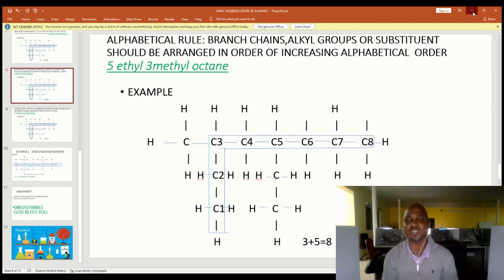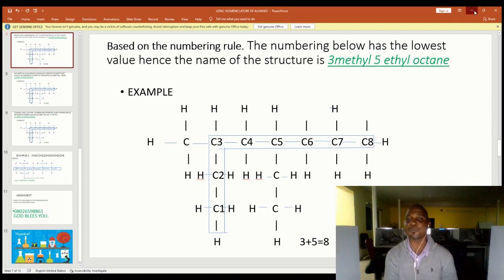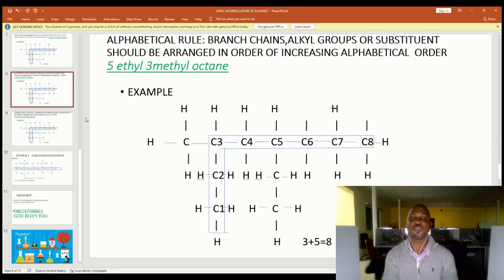Now, the alphabetical order rule states that branching, alkyl group, or substituent should be arranged in order of increasing alphabetical order. Let me go back to my previous slide where we had the name previously as 3-methyl, 5-ethyl octane. You agree with me? Alphabetically, E comes before M, which is the first alphabet in the name of the substituent. Again, E comes before M. So the alphabetical order rule states that we should rearrange this name, as you can see in this display on the screen. You can see it has been arranged to 5-ethyl, 3-methyl octane, agreeing with the alphabetical order rule. My wonderful student, this has agreed with the alphabetical order rule because E comes before M. My emphasis, 5-ethyl, 3-methyl octane.